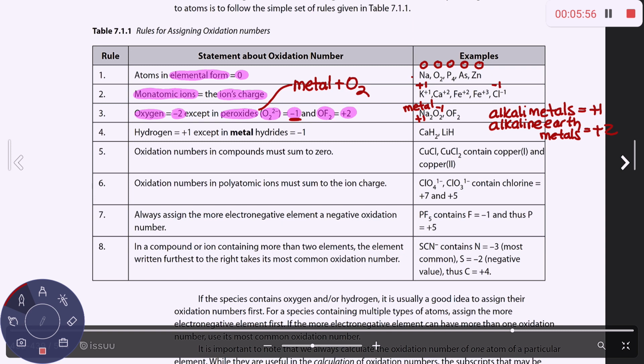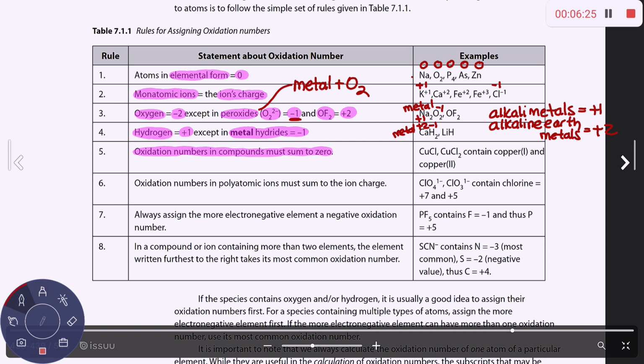Okay. Now, hydrogen. Hydrogen is +1. The only exception is if it's with a metal. So if you have something like calcium hydride, calcium is a metal, so calcium would be +2 because it's an alkaline earth metal. That makes hydrogen a -1, because you have 2 of them, and this all has to add up to 0, which it does. Okay? If we're talking about oxidation numbers in neutral compounds, they have to add up to 0.